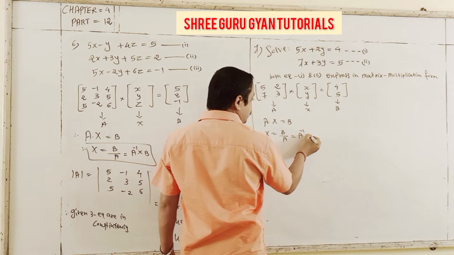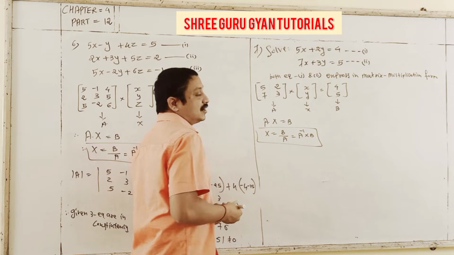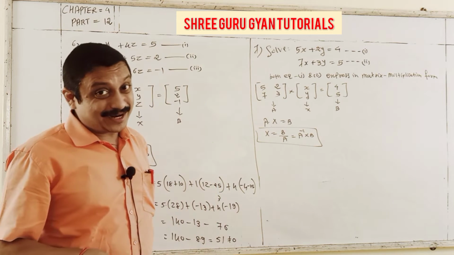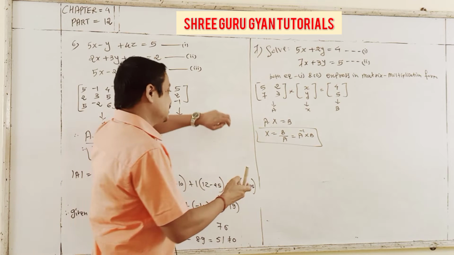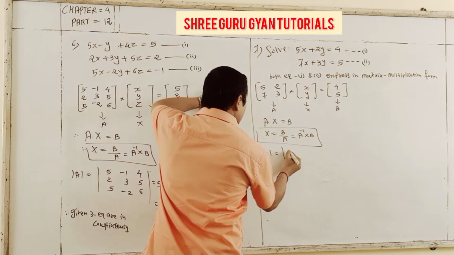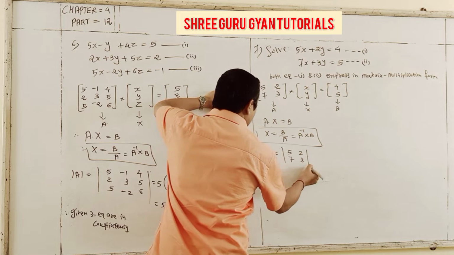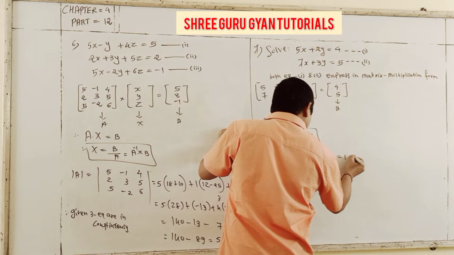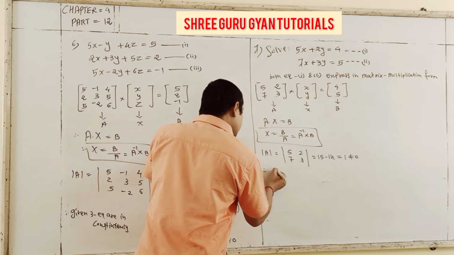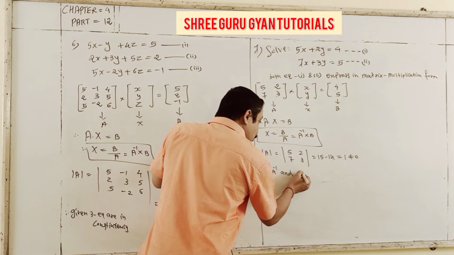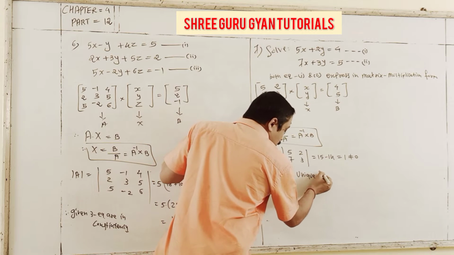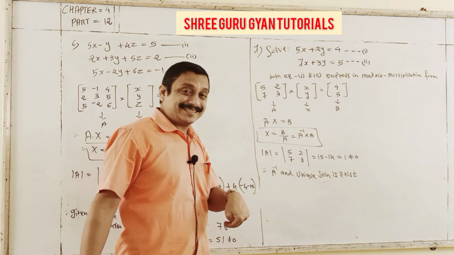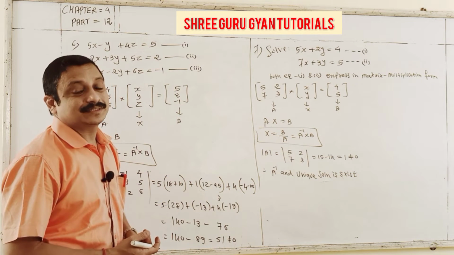It means A inverse times B, and A inverse is 1 upon determinant A times adjoint of A. So I start with determinant A first: 5, 7, 2, 3. So 5 times 3 is 15, 7 times 2 is 14, the difference is 1, which is never 0. In short, A inverse exists and a unique solution exists. In short, it is consistent. Yes, a unique solution exists.